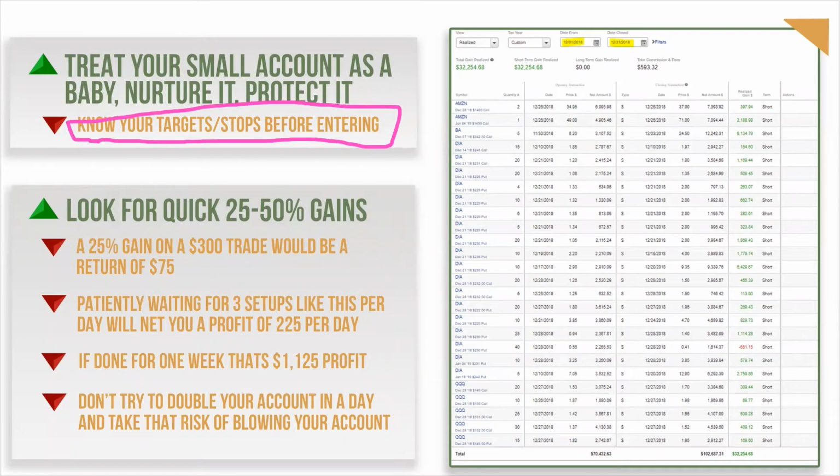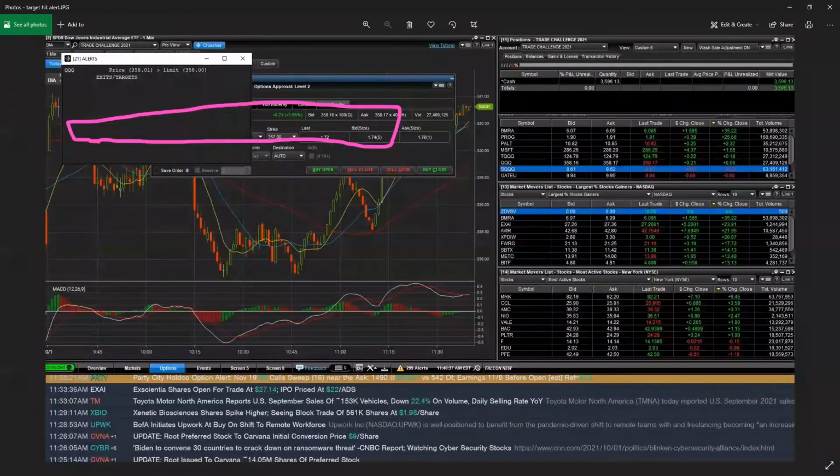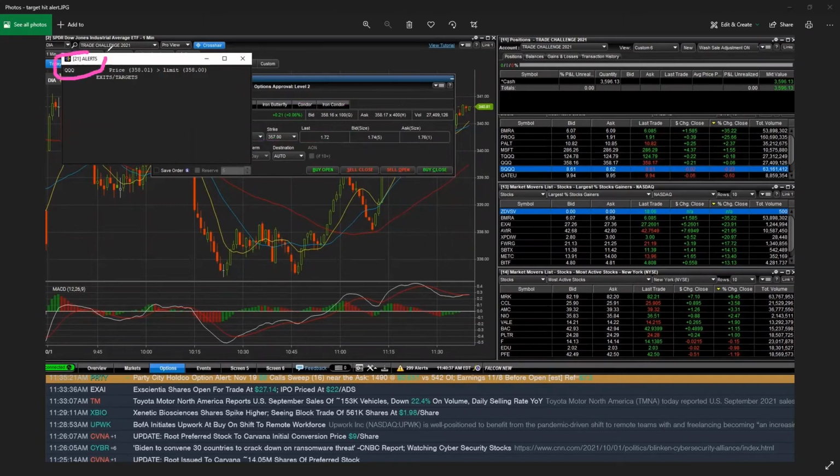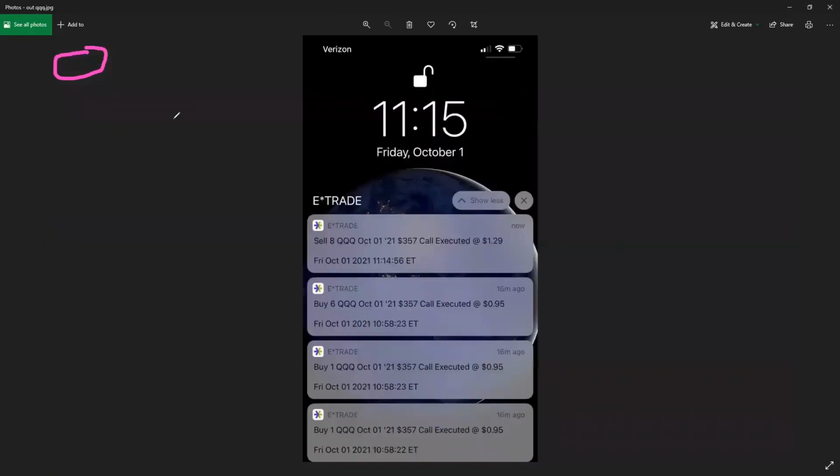Now, I have something pulled up here that I wanted to share with you because this is a great little opportunity from Friday. Here is a perfect example of an alert that we made. If you remember on Friday, I made an alert for those QQQ calls that we ended up jumping into. Here was that QQQ trade. I told you guys if it got up to 358, we were going to exit.